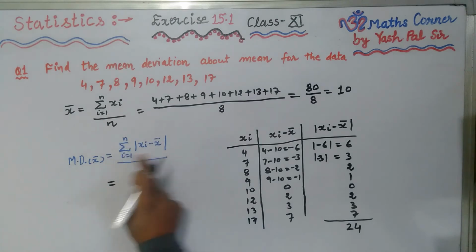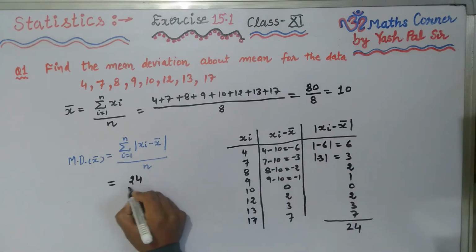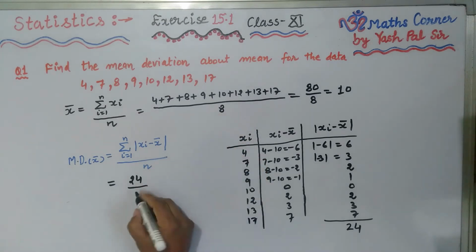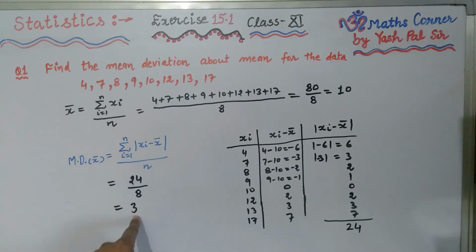The sum of this is 24. Divide by n. n was 8. So the answer is 3. So what is the mean deviation about the mean? This is 3. This is the answer to the question.